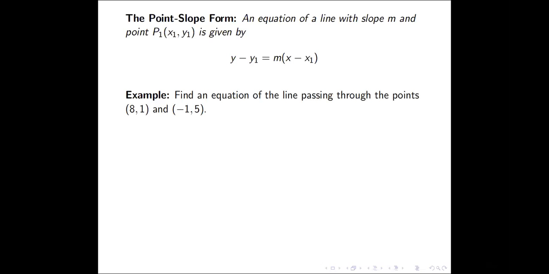So let's apply that with an example. You are given 2 points on the line. This is the basic type of question on lines: given 2 points, find an equation of it. Suppose that the points are (8, 1) and (negative 1, 5). How do we find the equation of the line passing through those 2 points? To find the equation using the point slope form, we need 2 things: a point, and the slope.